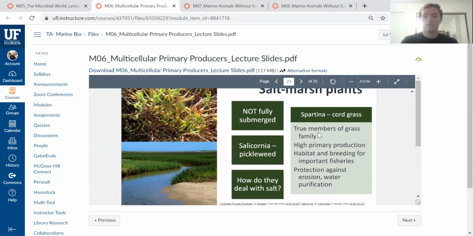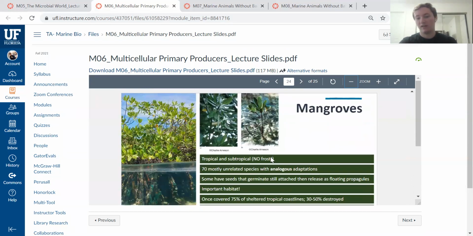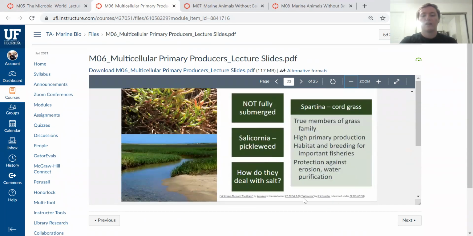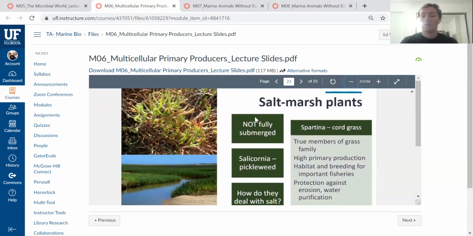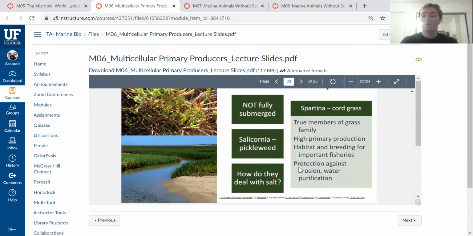Salt marsh plants are another one. Spartina cordgrass is one to know. They're not fully submerged, and you'll see them along the bank, and how they deal with salt. So we learned about mangroves. I guess technically we didn't yet because mangroves are next, but we learned that mangroves have a lot of different ways to deal with salt, but salt marsh plants only have one specific way that was mentioned in lecture. I would go and try and revisit that and figure out exactly what they do to deal with salt.